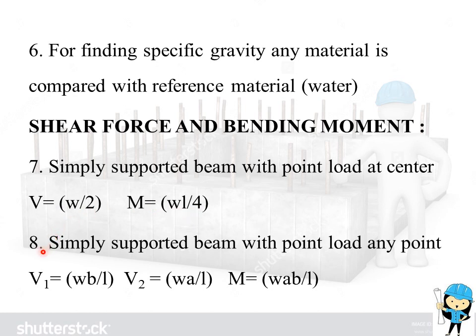Next condition is simply supported beam with point load at any point. For this, shear force 1 is equal to WB by L and shear force 2 is equal to WA by L. Bending moment is equal to WAB by L, where A is the shorter span and B is the longer span of the beam.